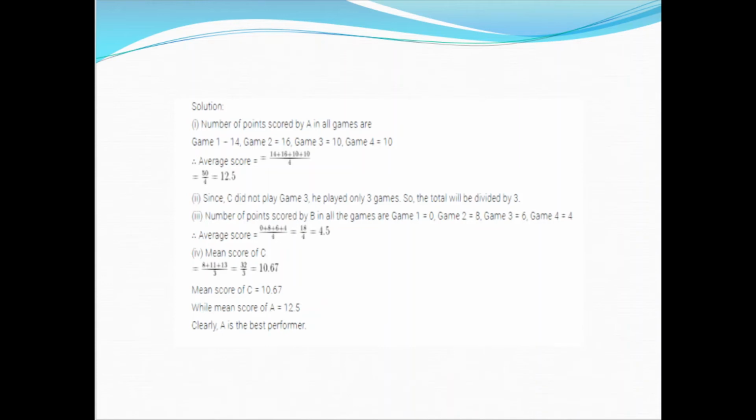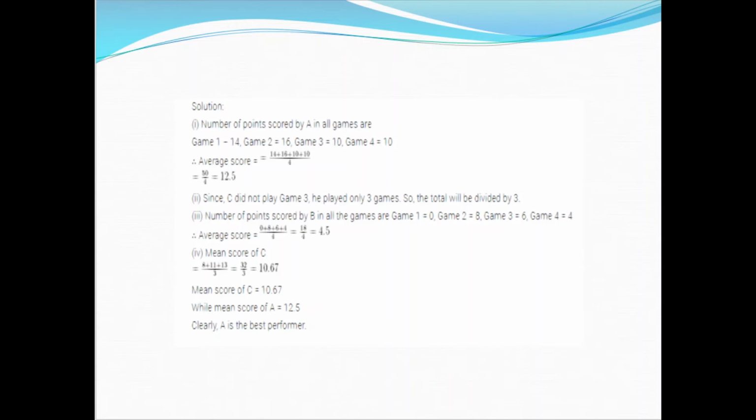We will take the points scored by A in all the games: game 1 is 14, game 2 is 16, game 3 is 10 and game 4 is 10. The average score we will find by 14 plus 16 plus 10 plus 10 divided by 4. So the average score is 12.5. Since C did not play game 3, he played only 3 games, so the total will be divided by 3.